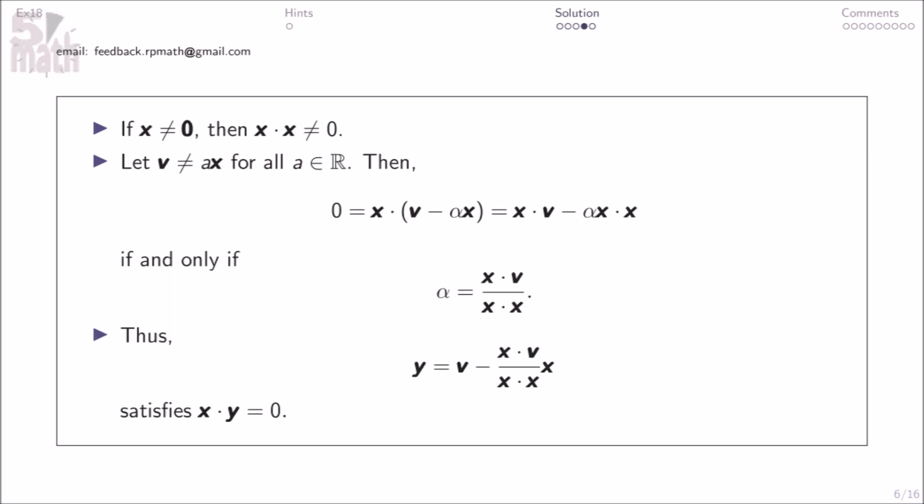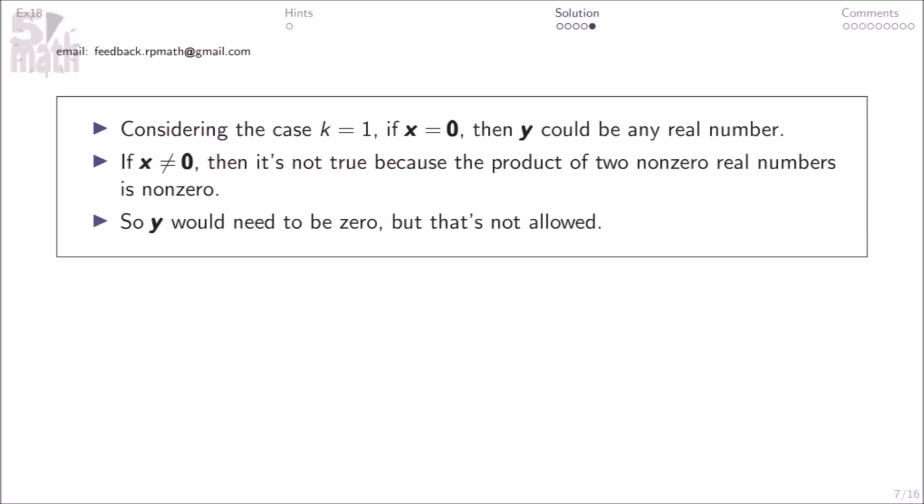Let x not equal 0, then x dot x does not equal 0. Let v not equal ax for all a in R, then we have this if and only if alpha equals x dot v over x dot x. Thus, y equals v minus (x dot v over x dot x) times x satisfies x dot y equals 0. Considering the case k equals 1, if x equals 0, then y could be any real number. If x doesn't equal 0, then it's not true because the product of two non-zero real numbers is non-zero. So y would need to be 0, but that's not allowed.